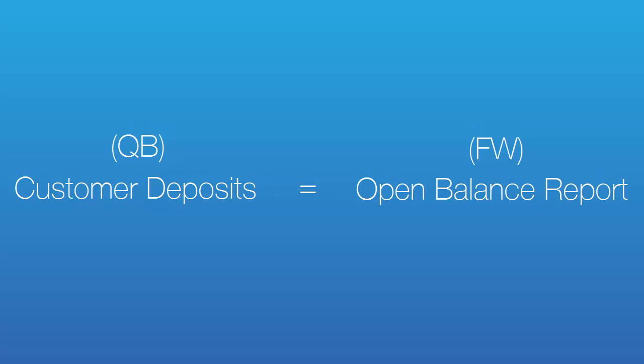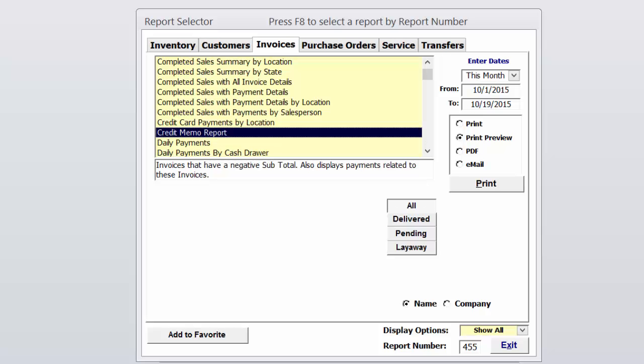Total liability account for customer deposits in QuickBooks should equal your open balance report from Furniture Wizard. If this total does not equal, you should obtain a credit memo report from Furniture Wizard to see if any of the invoices listed on this report need to be adjusted in QuickBooks. You may need to issue a refund or apply a credit.